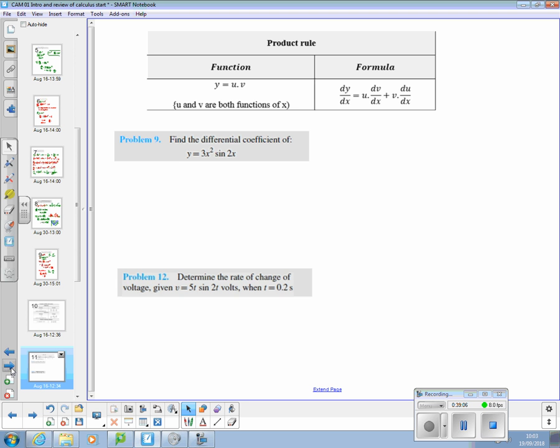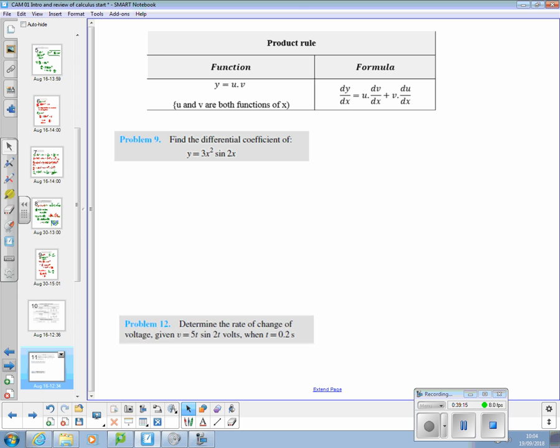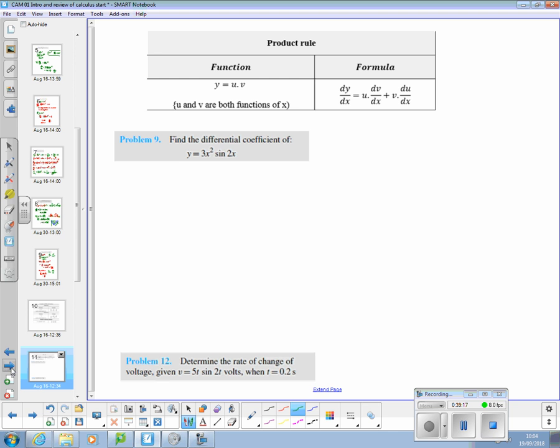Product rule first. y is equal to u times v. We use the product rule formula. So here we've got a problem where y is equal to 3x squared times sine 2x. You can see that 3x squared is one function of x, and sine 2x is a second function of x, and they're multiplied together. We need to use the product rule.